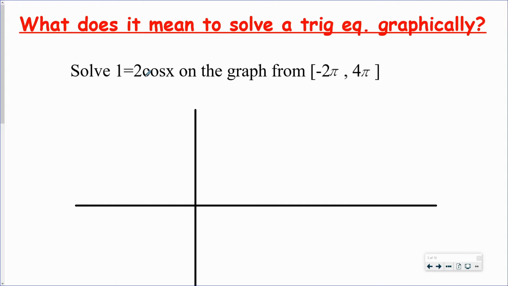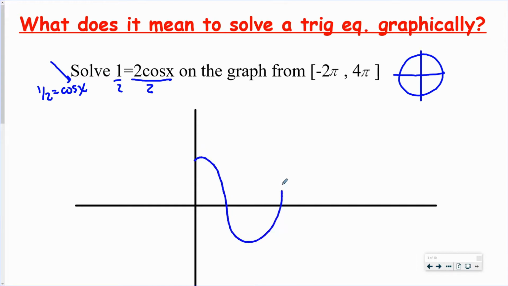So if you solve this for cos x, this time we're going to divide both sides by 2. So we're going to get 1/2 equals cos x. I'm going to remind you that cos is like the x value on the unit circle. So we're going to be thinking about the unit circle in a moment. And for now, we can go ahead and draw our sine curve. So sine typically looks something like this. Now they want it from -2 pi to 4 pi. So one full cycle of sine is going to look like that. So that's from 0 to 2 pi. Then we can do that again.